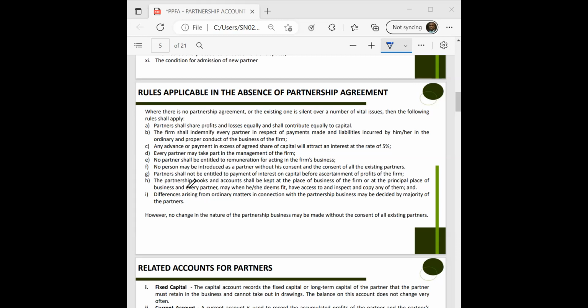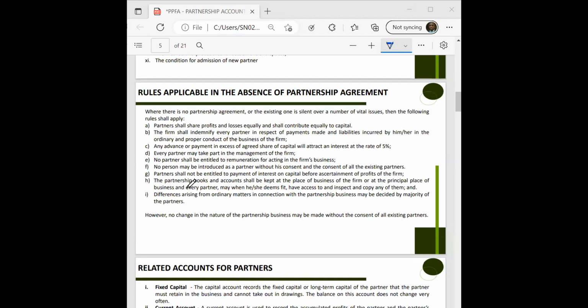Number one, partners shall share profits and losses equally and shall contribute equally to capital. So every partner contributes equally to the capital and will also share profits and losses equally. So I want to set up a business. The business is worth 2 million naira, and we have 3 partners. We share 2 million divided by 3, and everybody will pick what applies to them.